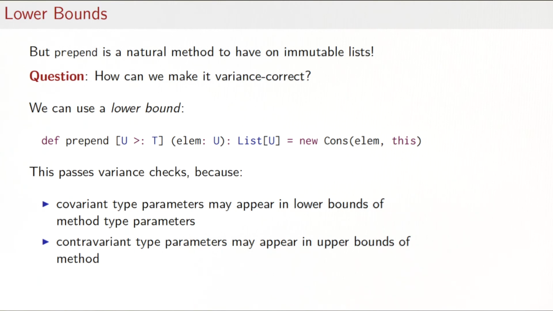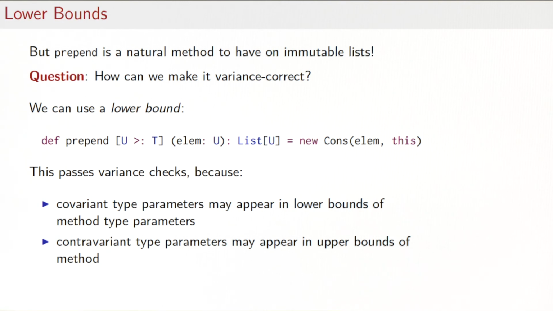So here's a reformulation of prepend which uses a lower bound for the type parameter U. We say prepend takes a type parameter U, which must be a supertype of the list element type T. It takes a new element x of type U, and it returns a list of U. And the body of prepend is as it was before.